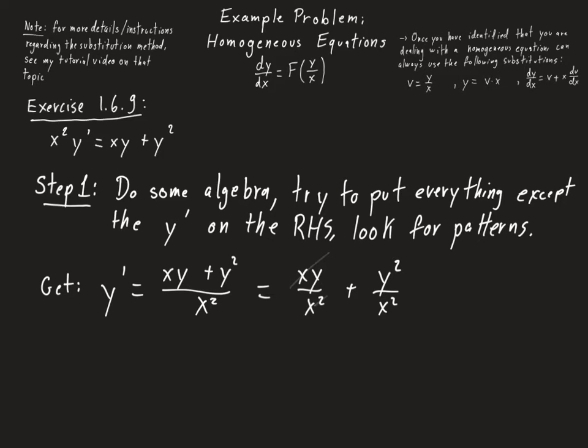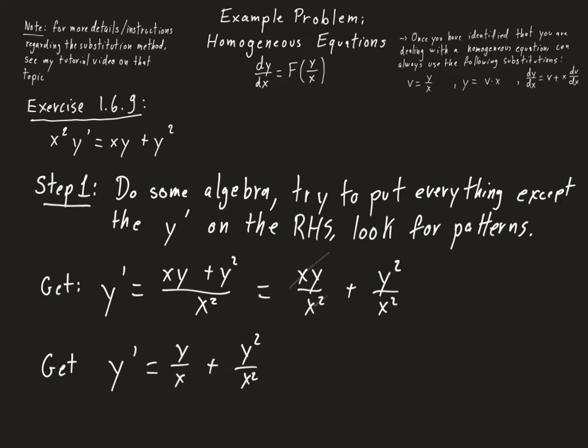All right, why is this useful? Why have I done this? Well, we get that y prime is equal to y over x plus y squared over x squared.